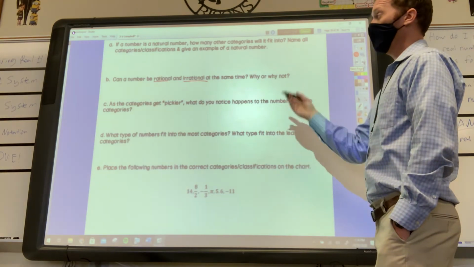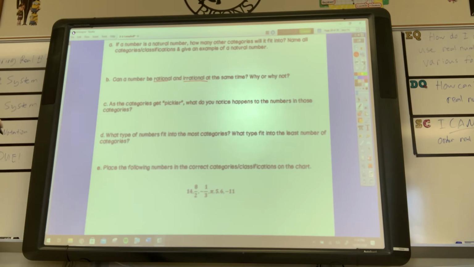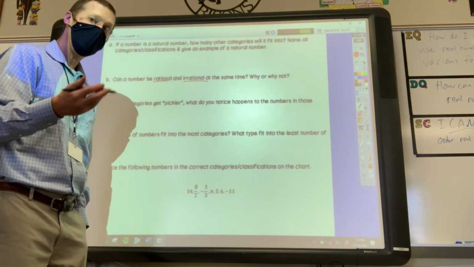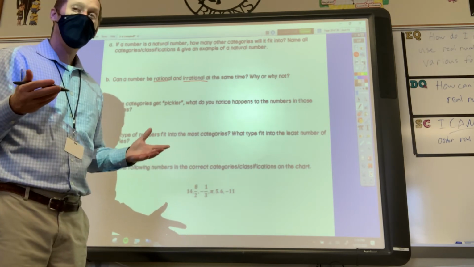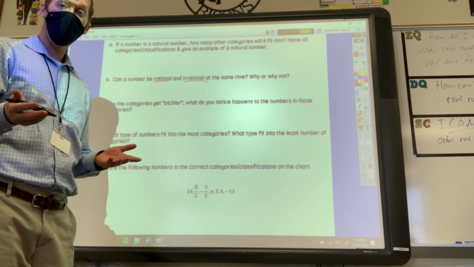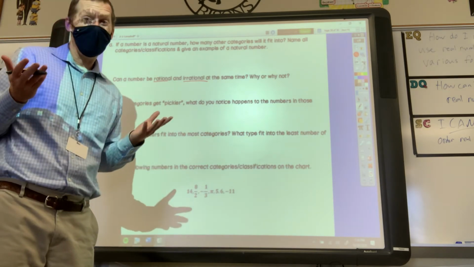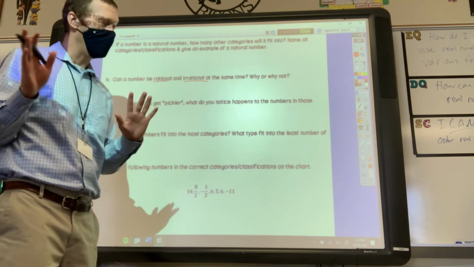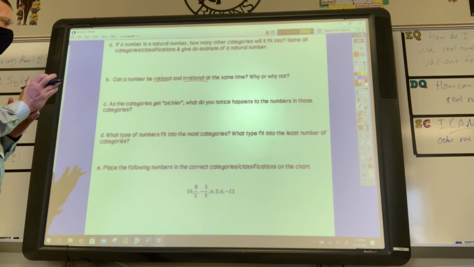That's all there is. Letter C, as the categories get pickier, what do you notice happens to numbers in those categories? And I would say they just get a little bit more specific, and this is not mathematical, but I think it is kind of helpful to us. They get a little easier to deal with. Like the further you get inside the categories, all the way into whole and naturals, they become 1s and 2s and 4s and 5s, which we just tend to like better than negative 32/42, which would be a rational but non-integer number. What type of number fits into the most categories?